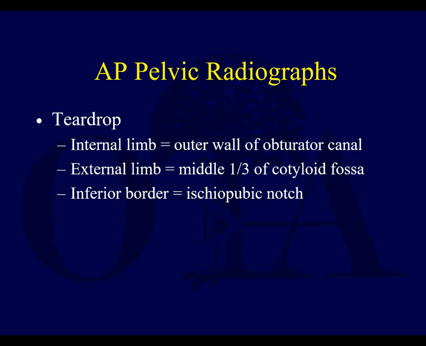And another landmark you need to know, maybe you're familiar from your total hip arthroplasty templating, is the radiographic teardrop. This is comprised of multiple anatomic structures to help form this apparent teardrop. The internal or medial limb is the outer wall of the obturator canal. The external limb is the medial 1/3 of the cotyloid fossa, and the inferior border is the ischiopubic notch.